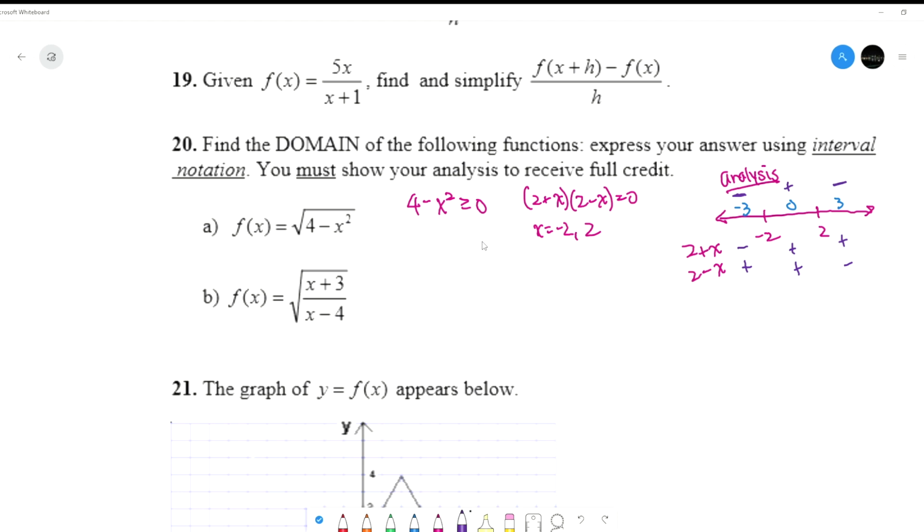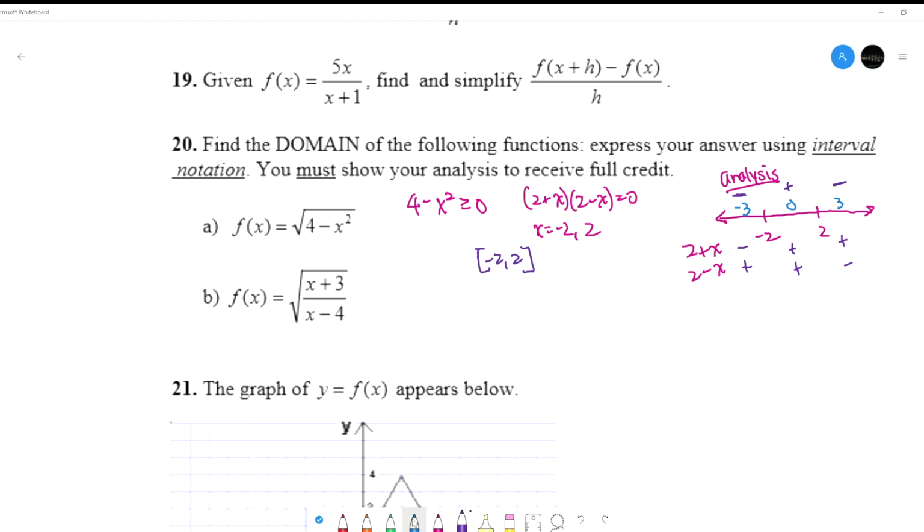Therefore, what is our domain? It is bracket negative 2 to positive 2, close bracket. And I'll do 20a after. Oh, I'm sorry, not 20a, 20b.